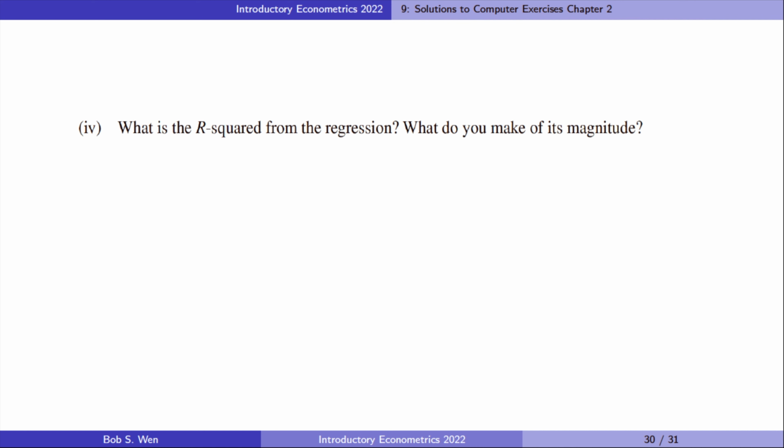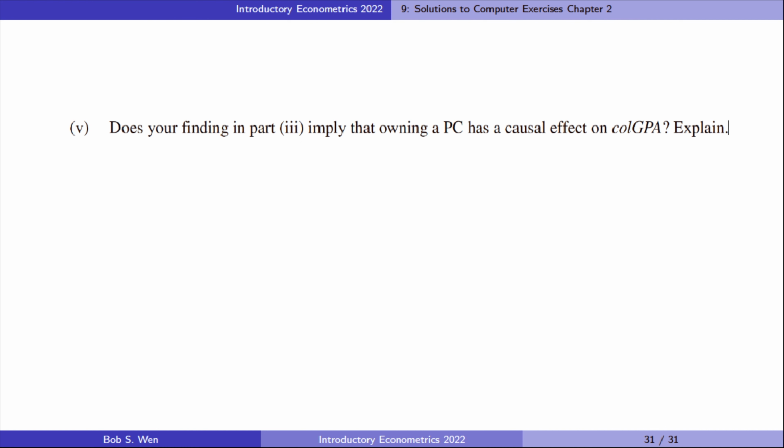The R-squared is 0.05, meaning that only 5% of the variation in GPA can be explained by the variation in the binary variable whether the students own a personal computer. It is evidence we have omitted many factors in the model. The finding could not conclude that owning a PC has a causal effect on college GPA because many relevant factors are omitted from the model, such as the student's ability, whether the student is diligent, and the student's family background.